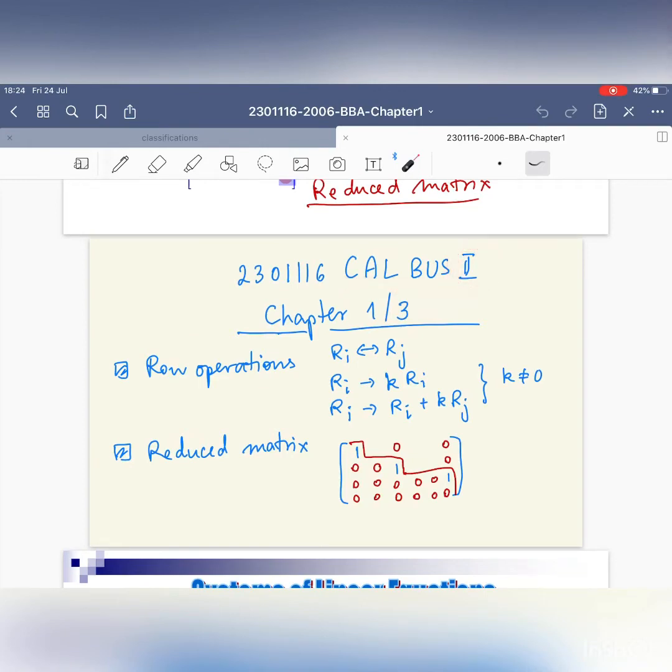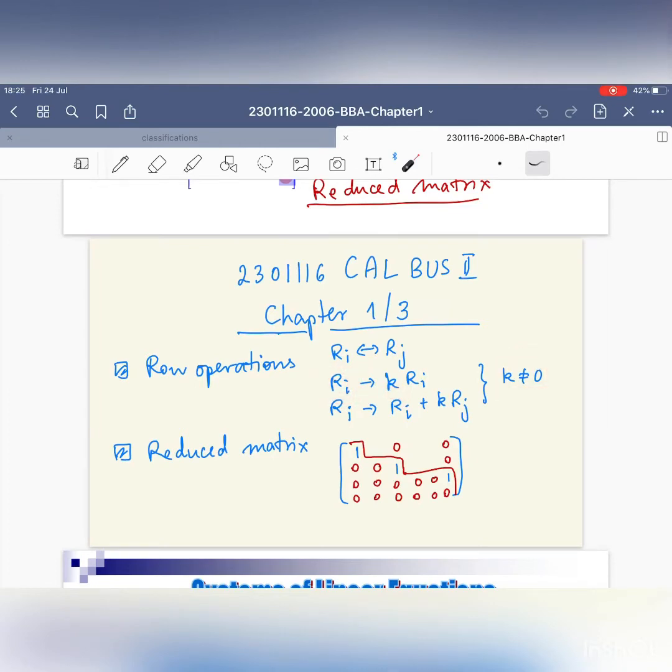All right, previously what we have learned is about the row operations, which has three kinds of operation. The first one is that you can switch the ith row and the jth row, and then you use this kind of notation. The second one is that you can change the ith row by multiplying the whole row with a constant k, and this constant must be non-zero.